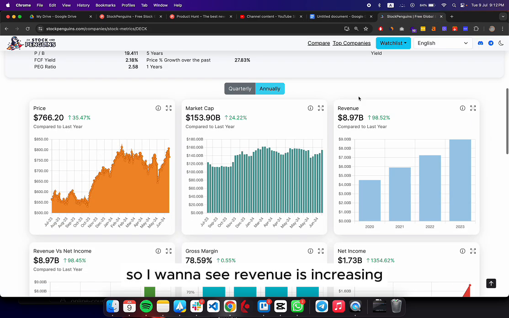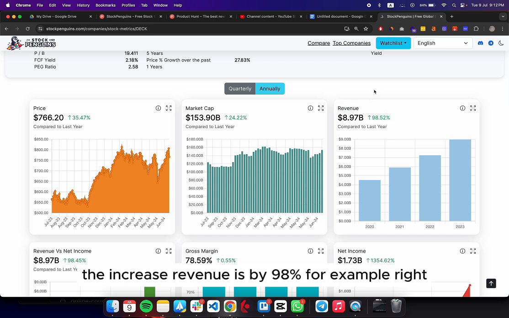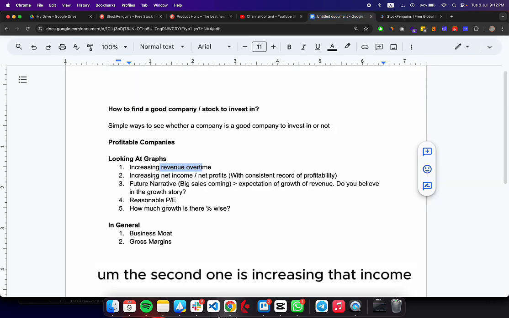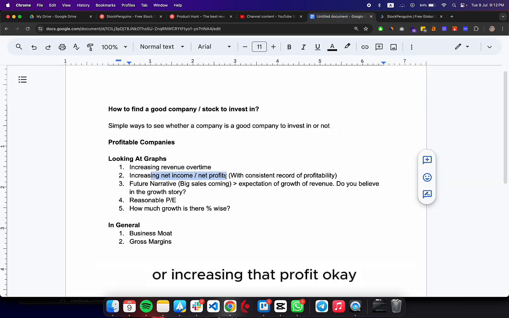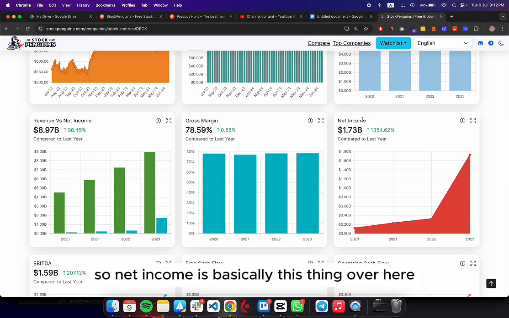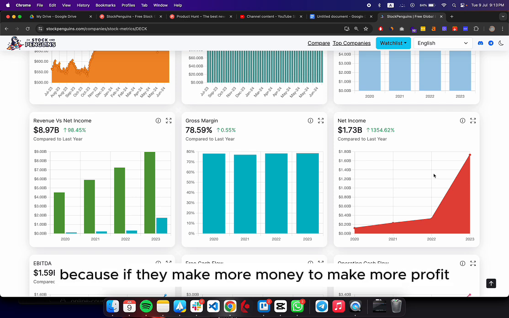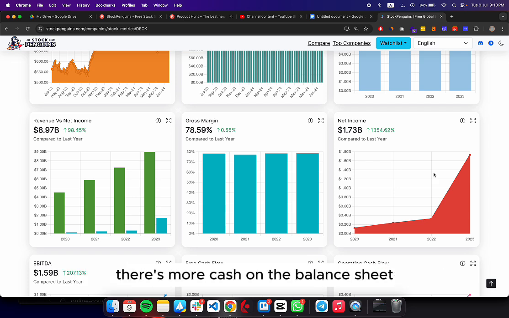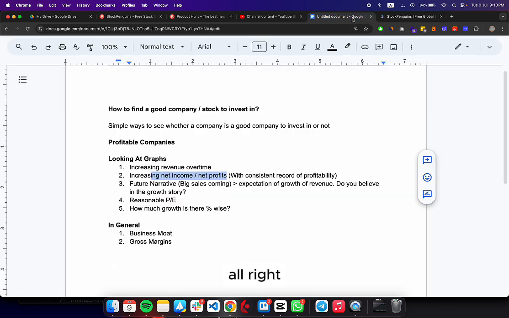So I want to see revenue is increasing right here. Okay, in the past compared to last year, they increased revenues by 98%, for example, right? The second one is increasing net income or increasing net profits. Okay, so net income is basically this thing over here. So you can see that their net income is going parabolic. It's basically increasing very fast. Okay, so this is a good sign, obviously, because if they make more money, they make more profit, the company is more stable. There's more cash on the balance sheet.